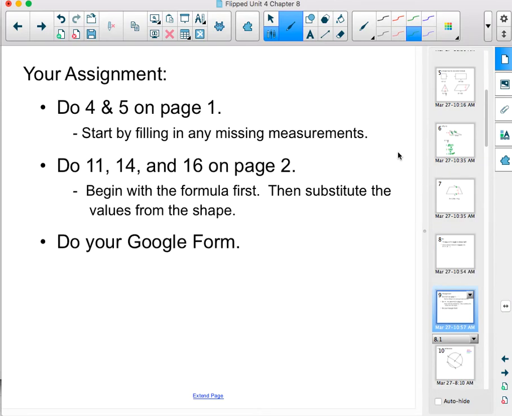Your assignment for tonight, do questions 4 and 5 on page 1. These are perimeter. So you are going to be adding to get these finished. So perimeter is strictly addition. And don't forget to start by filling in any missing measurements. Then I want you to do questions number 11, 14, and 16 on page 2. Don't forget to begin with the formula first. Then you can use substitution. When you're finished, do your Google form and bring any questions to class tomorrow.